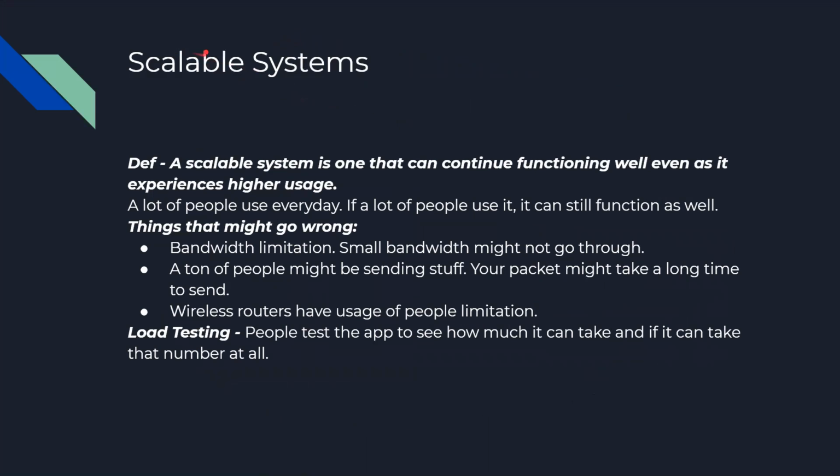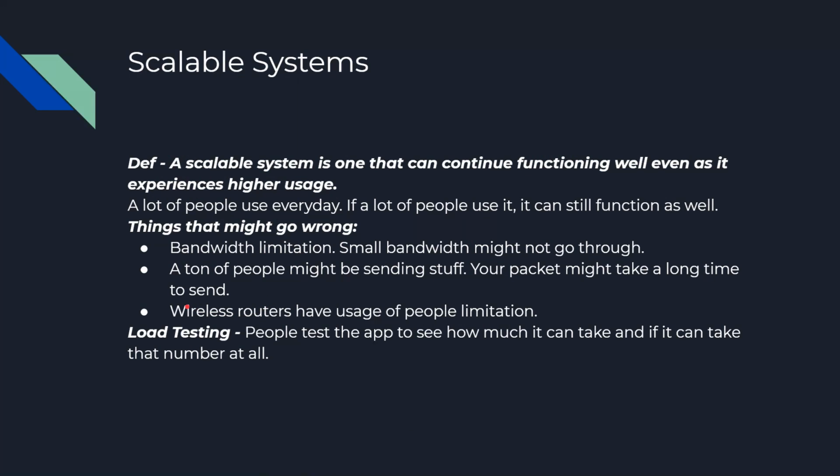So now there's scalable systems. The definition of a scalable system is one that can continue functioning well even as it experiences higher usage. A lot of people use it every day. If a lot of people use it, it can still function as well. Some things that might go wrong for unscalable systems is bandwidth limitation. People with small bandwidth might have packets that might not go through. If a ton of people are sending stuff, your packet might take a long time to send, and by the time it sends, it might be useless already.